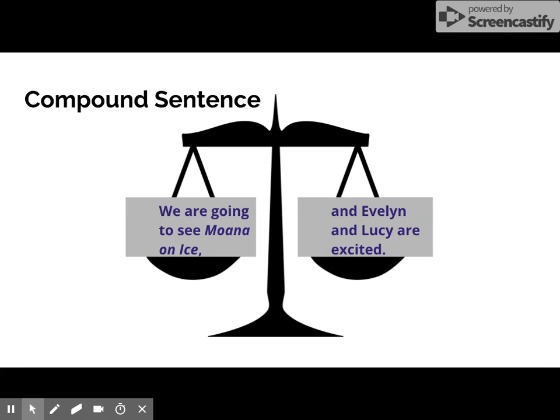So on the second half of the sentence, we have a compound sentence. If we were just looking at these two ideas, we are going to see Moana on ice and Evelyn and Lucy are excited, this would be an example of just a compound sentence. These are both independent clauses. They can stand alone as sentences. They're just joined by this little fanboys conjunction. Because they could both stand alone, they would have equal weight in the sentence.